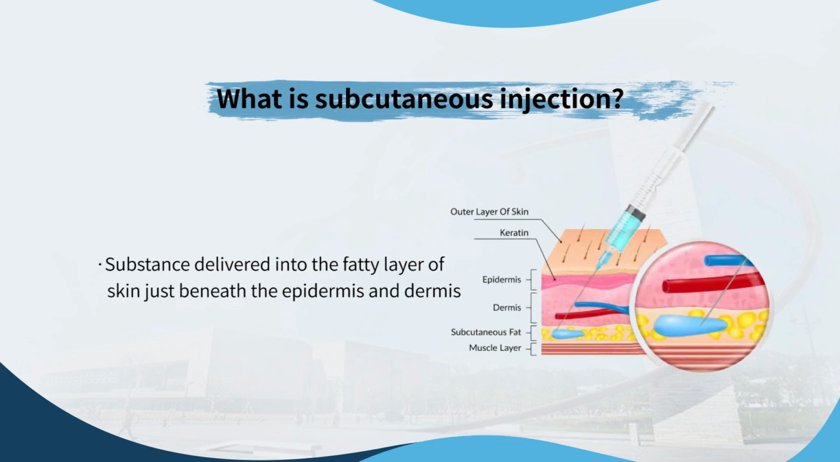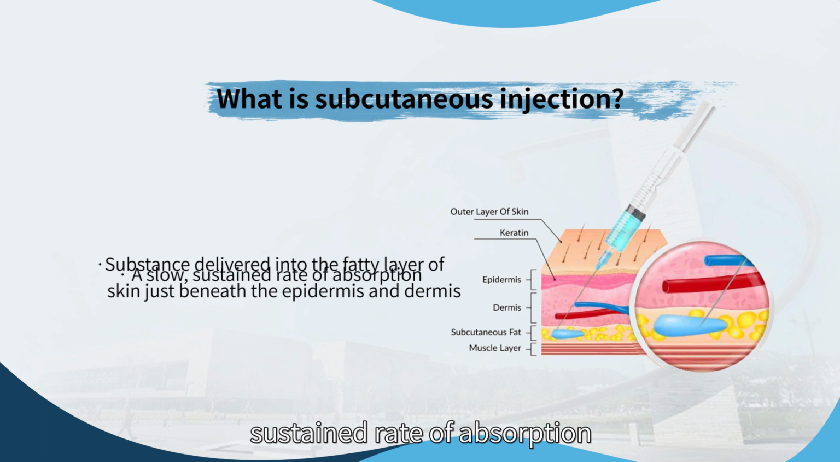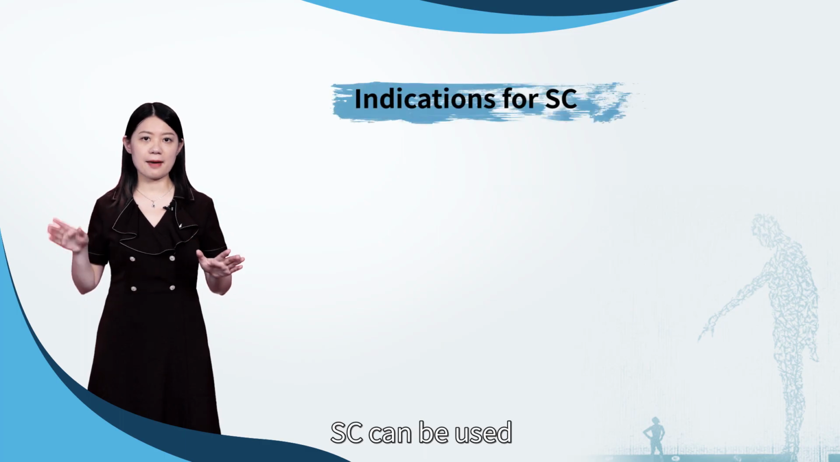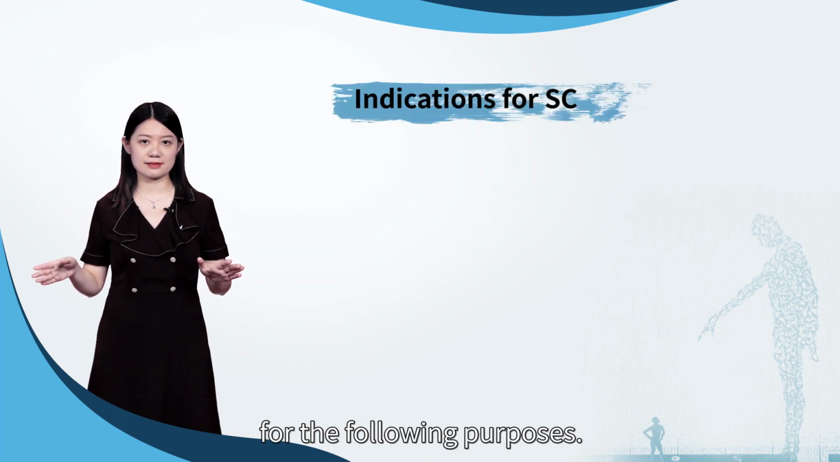Subcutaneous injections are delivered into the fatty layer of skin just beneath the epidermis and dermis. This adipose tissue has few blood vessels, so drugs administered by this route have a slow, sustained rate of absorption compared with intramuscular injection. SC can be used for the following purposes.